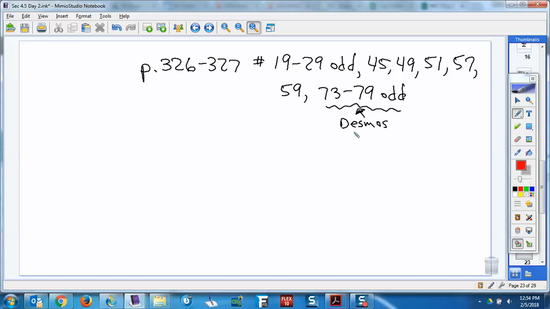So the ones you have to graph by hand are those 5 there: 45, 49, 51, 57, 59. Those are the 5 graphs you have to try to do by hand. Okay, where all that work we did with getting the right marks and everything, that's those problems. The 19 through 29 odd is just describe the shift. So those don't take very long.